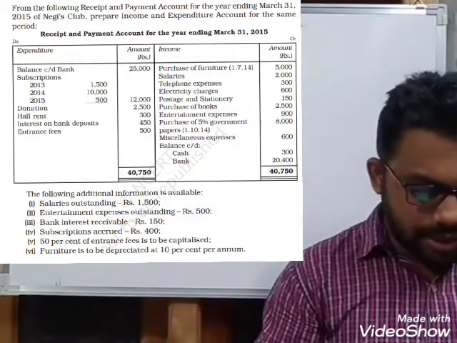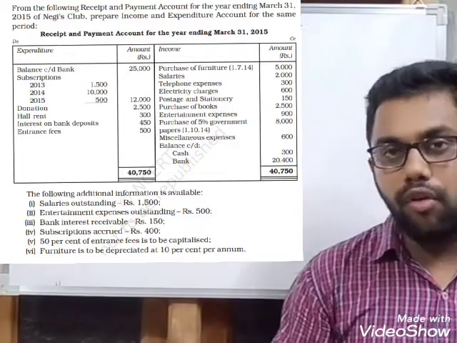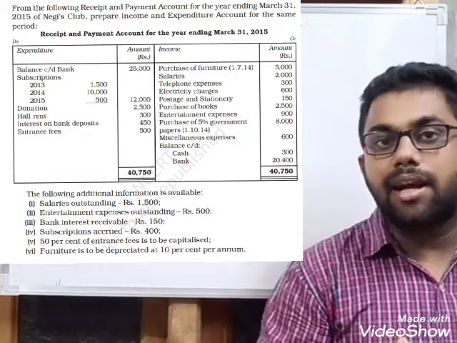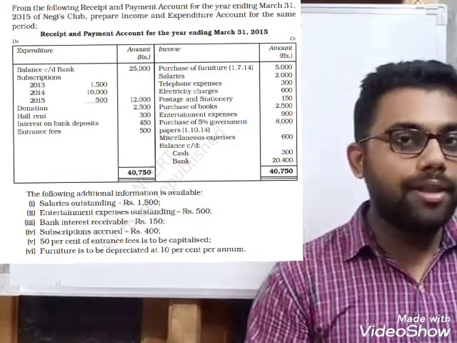Next one is the interest on bank deposits, amount rupees 450. That means on the deposit, the cash at bank, they have received interest, and it is income for the non-trading organization, so it will come in the income side.